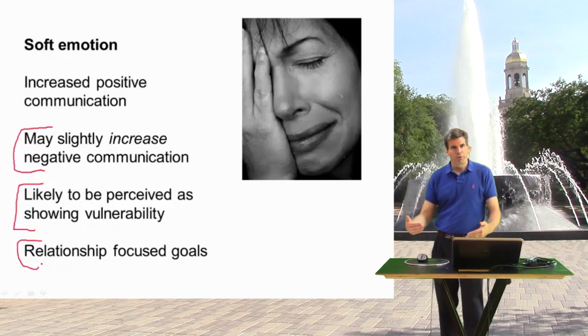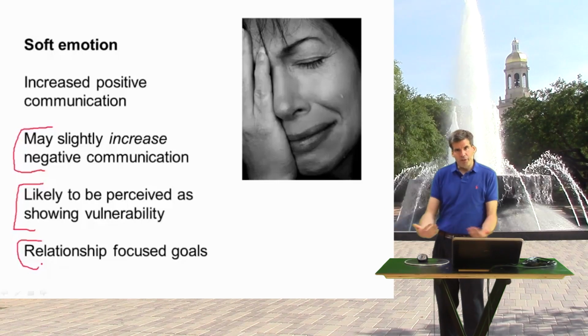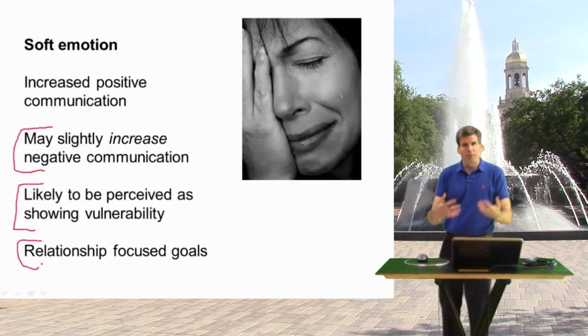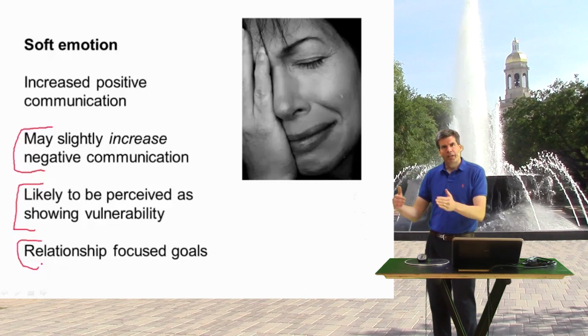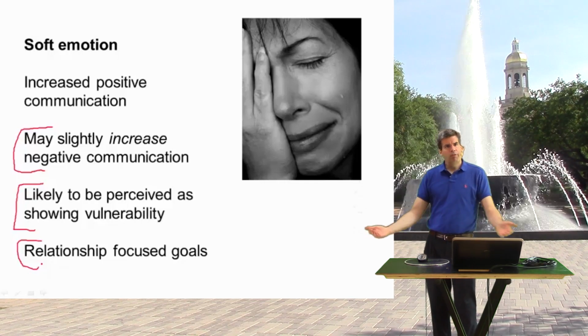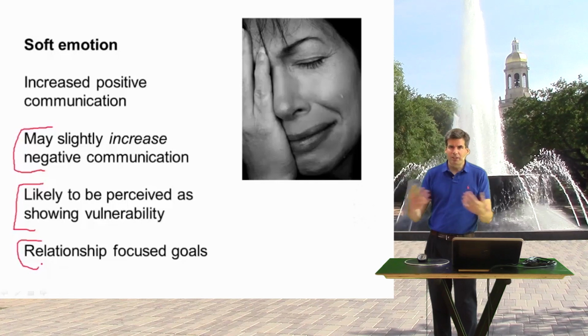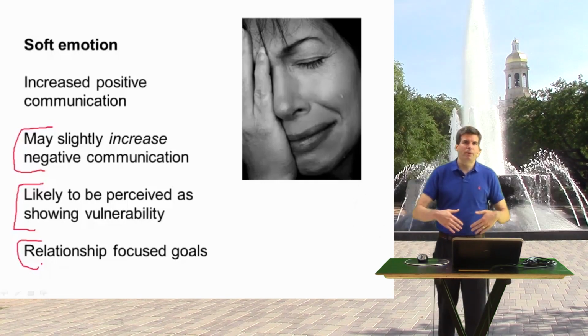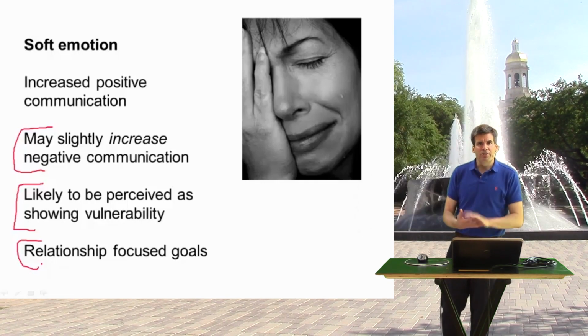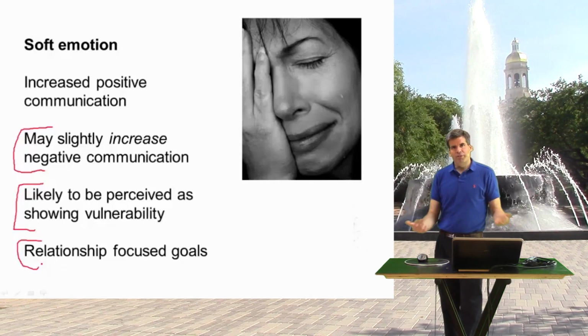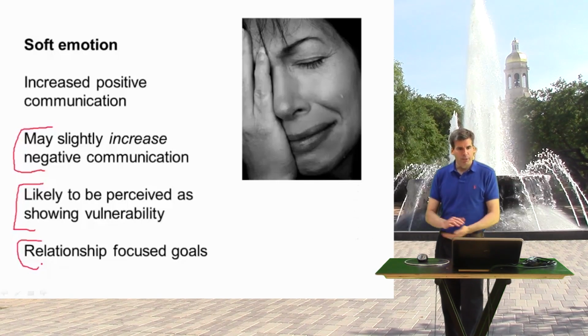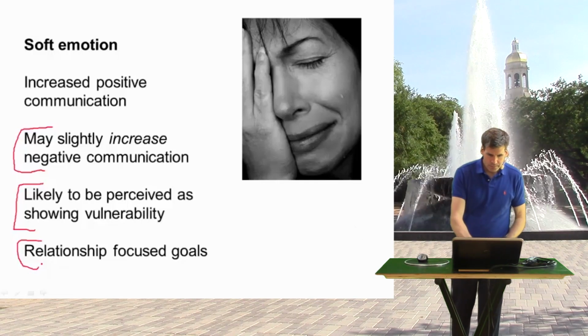So whereas with hard emotion, when you're feeling angry, you have some self-focused goal. I'm trying to accomplish something for myself, and that's getting blocked, and I feel angry about that. When people feel sad and hurt and discouraged, they often want companionship. They want someone else to listen. They want someone else to understand. They want someone else to give them comfort. They want to have a strong interpersonal relationship with someone else. And so when people feel soft emotion, they often have relationship-focused goals.